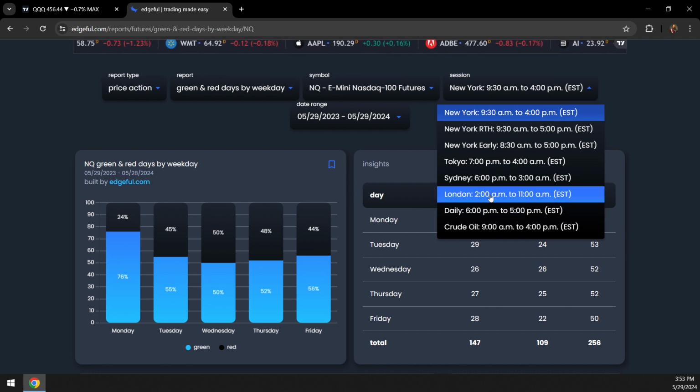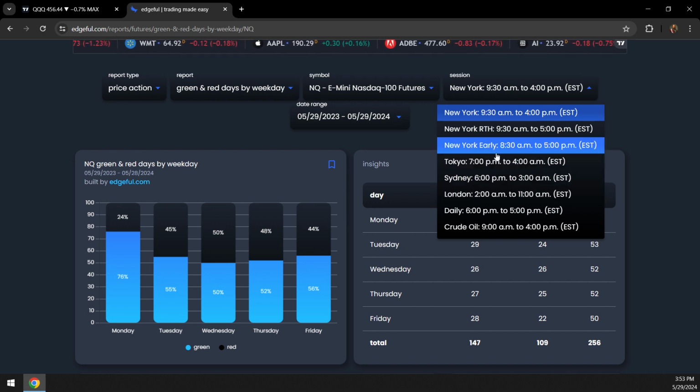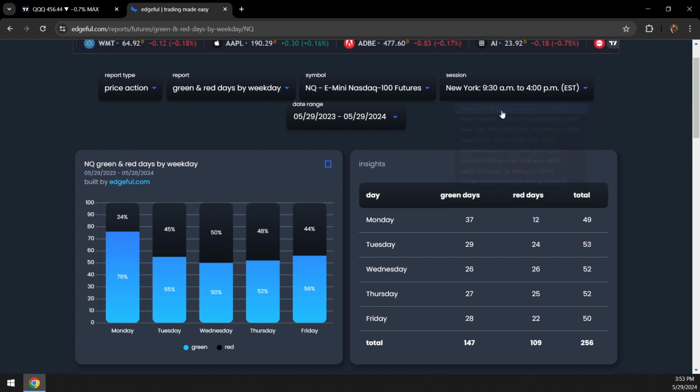I can do the full session. I can do just London. I can do the different pieces there. But from New York, this is regular trading hours. That's what I trade the most of, so that's what I'm using for this report for most of mine. But once again, you can customize it.